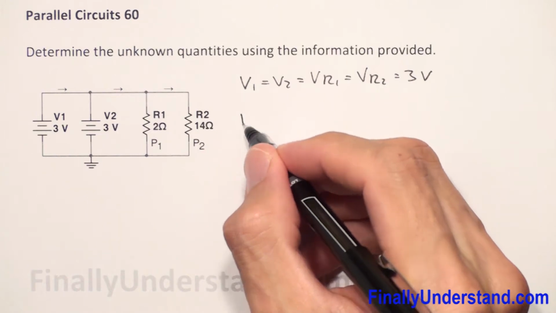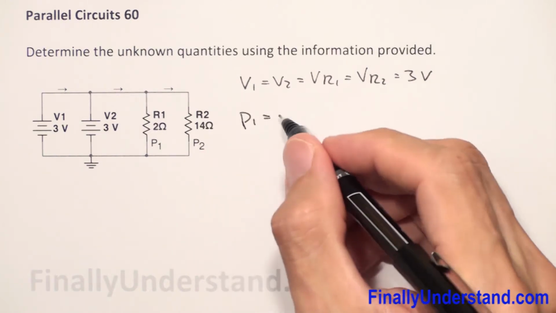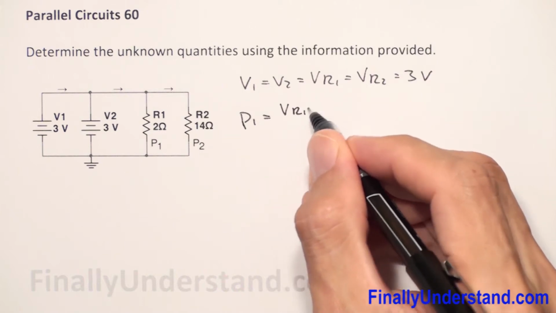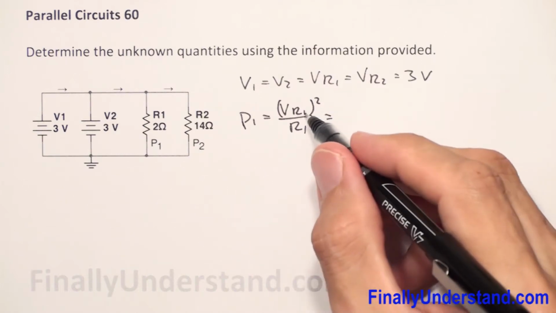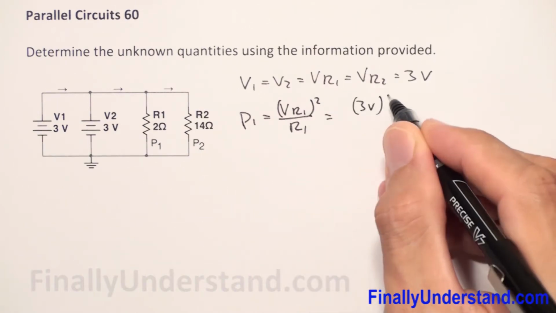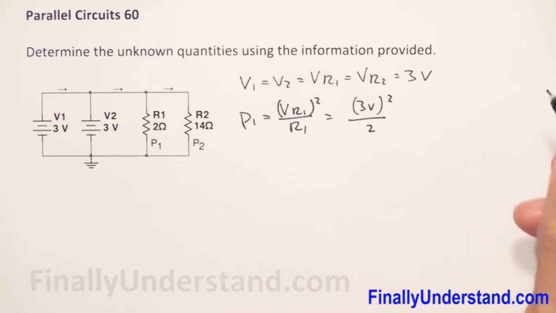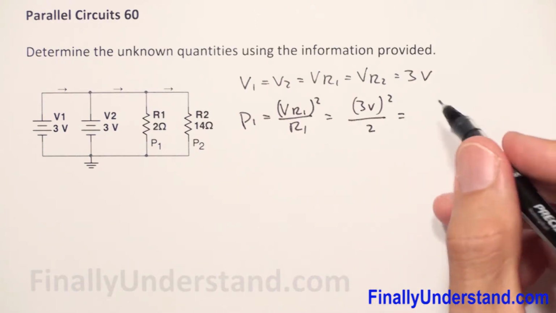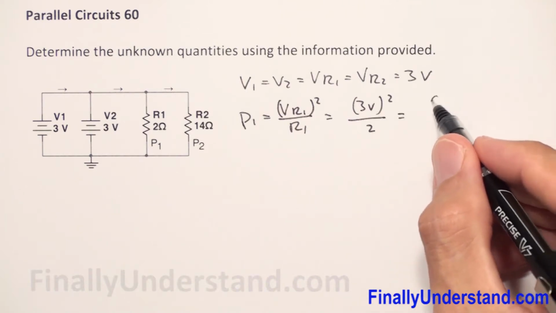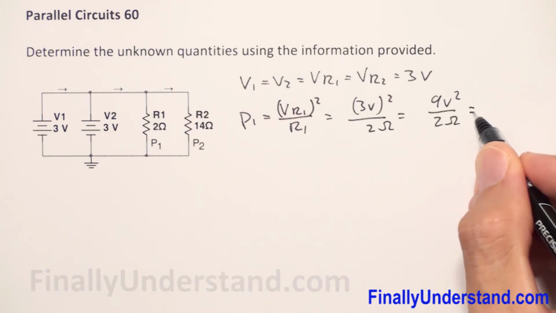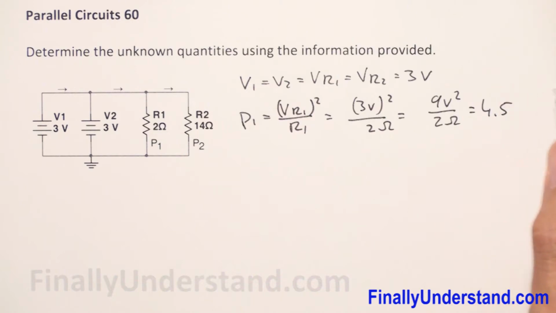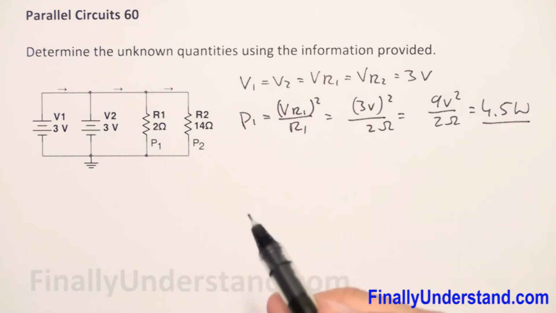If you want to find P1, P1 is equal VR1 to the second power over R1. So VR1 is equal 3 volts to the second power over 2. So this is equal 9 volt square over 2 ohms. This is equal 4.5 watts. Okay, so this is my power P1.